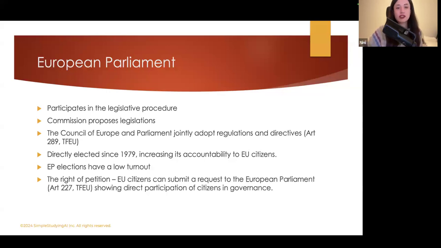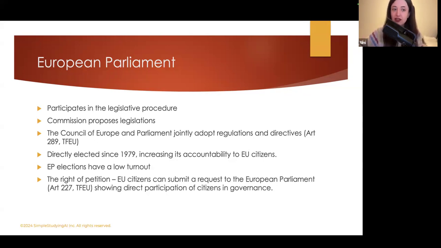Commission proposes legislation, so it should be discussed that the European Parliament does not initiate legislation, but it discusses it and passes it. Not independently though. Commission is the one that proposes legislation, and European Parliament has to pass it. The Council of the EU and Parliament together have to adopt regulations and directives according to Article 289 of the Treaty on the Functioning of the European Union.